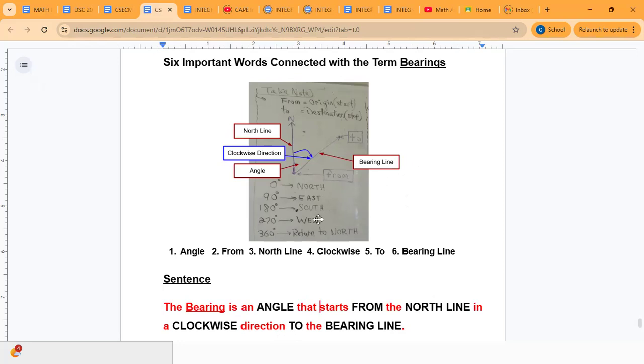So try your best to remember those 6 words whenever you hear the word bearings, and you can use that now to create a diagram. Also, the 4 cardinal points are north, south, east, and west, and the angle for north is 0 degrees, east is 90 degrees, south is 180 degrees, west is 270 degrees, and back to north is 360 degrees. And from is the origin or the starting point, and to is the destination. That's where you stop.